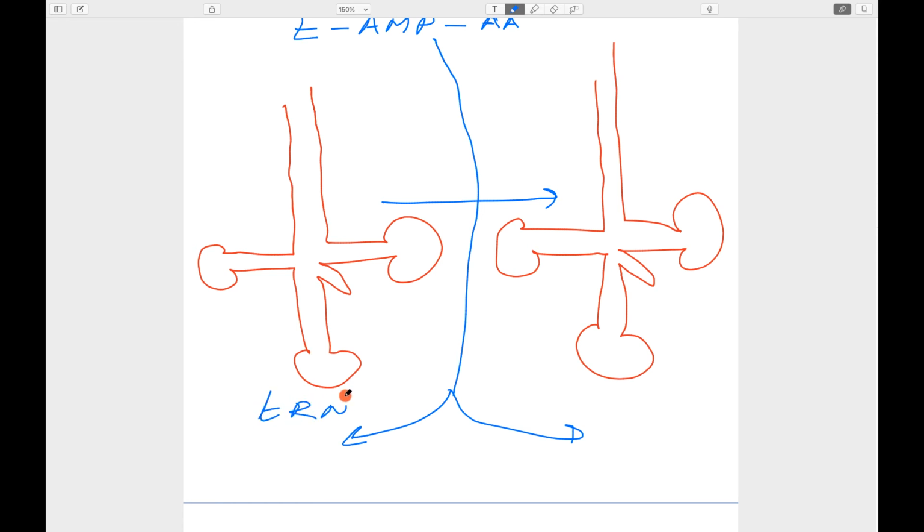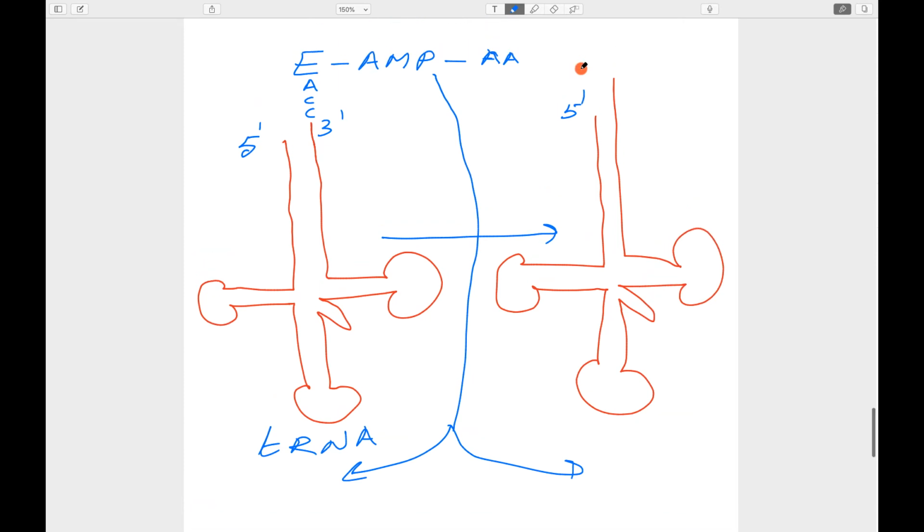This is transfer RNA. This is the 5' end. Here it is CCA, 3' end. Again here it is the 5' end and CCA, 3' end. Then what happens? This activated amino acid enzyme-AMP complex transfers the amino acid to the acceptor arm, releasing the enzyme and also AMP.